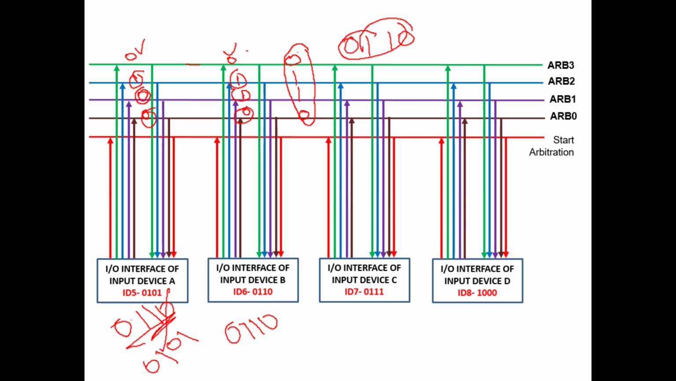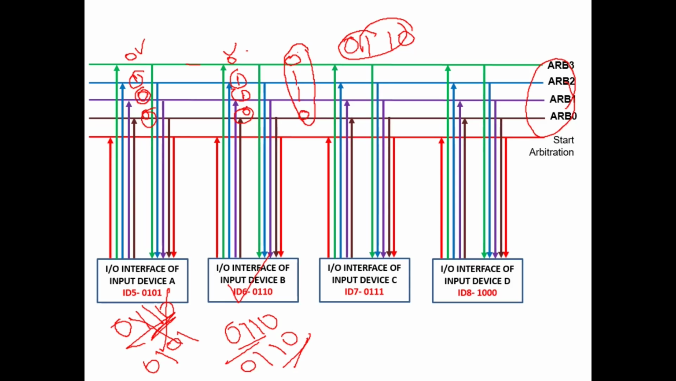So device A comes to know that it has lost the competition. But what about device B? It has received 0, 1, 1, 0 and its original ID is also 0, 1, 1, 0. It means that on the arbitration line, after the second time every device places its newly calculated ID, whatever value the arbitration line has is nothing but the actual address of the device which has won the arbitration process. So now device B has won the arbitration process.